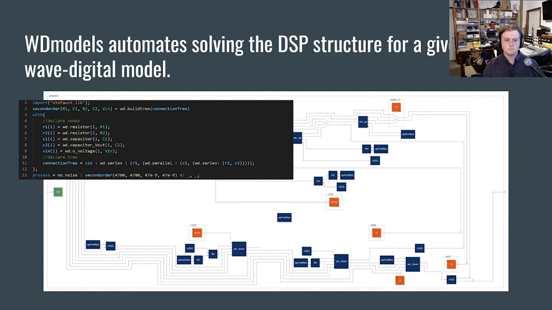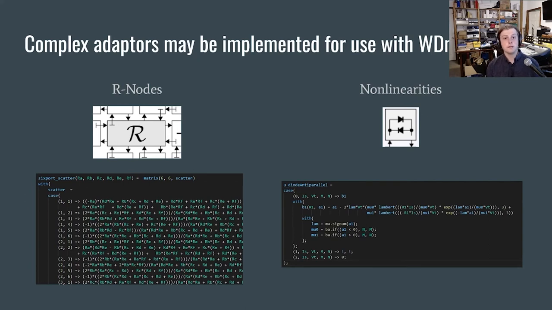And another big thing that we've worked on with the library is to allow for custom or complex adapters to be implemented by users themselves. So for example, R nodes often require specific use cases, and nonlinearities often require specific implementations based on the structure of the circuit that can't really be provided in a generic way. So what we've implemented are functions within the library which can take a simpler form of the adapter, say like a scattering matrix, and then turn it into a node that is capable of being used in the library as normal.